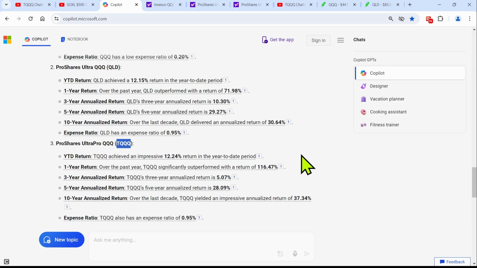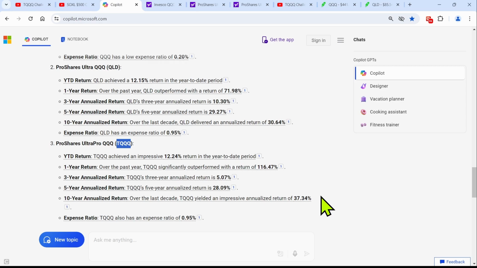TQQQ YTD return. TQQQ achieved an impressive 12.24% return in the year-to-date period. 1-year return. Over the past year, TQQQ significantly outperformed with a return of 116.47%. 3-year annualized return. TQQQ's 3-year annualized return is 5.07%. 5-year annualized return. TQQQ's 5-year annualized return is 28.09%. 10-year annualized return. Over the last decade, TQQQ yielded an impressive annualized return of 37.34%.